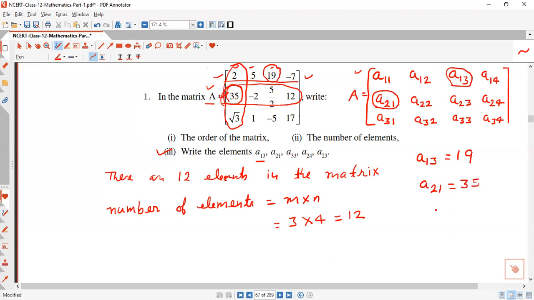Now A33. A33 means third row, third column element. This is the third row, and this is the third column. So what element is common? This 5 is the third row and third column element.